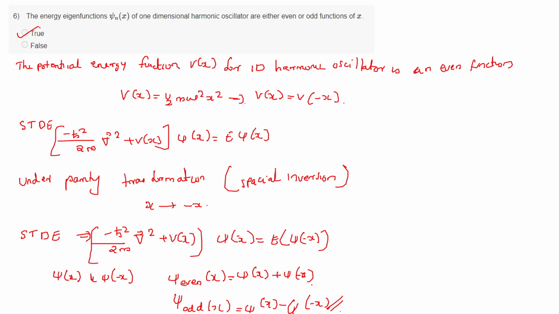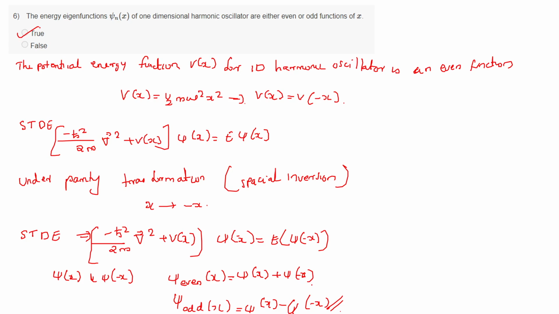For that, first we need to know about the potential energy and kinetic energy parts. That is nothing but the Schrodinger equation, right? The potential energy, we know, is half m omega square x square, and if we do the inversion operation and substitute minus x, that will be nothing but V of x, because the x square term is there, so it is even. Now we are applying this condition to the Schrodinger equation.